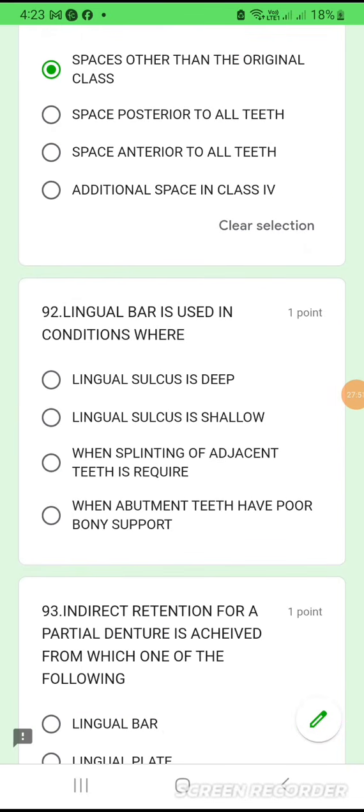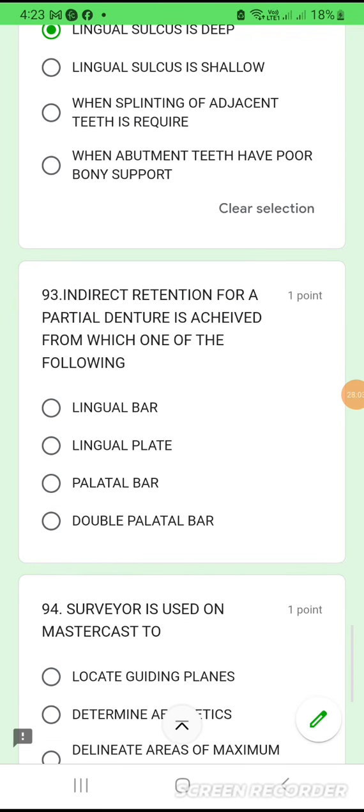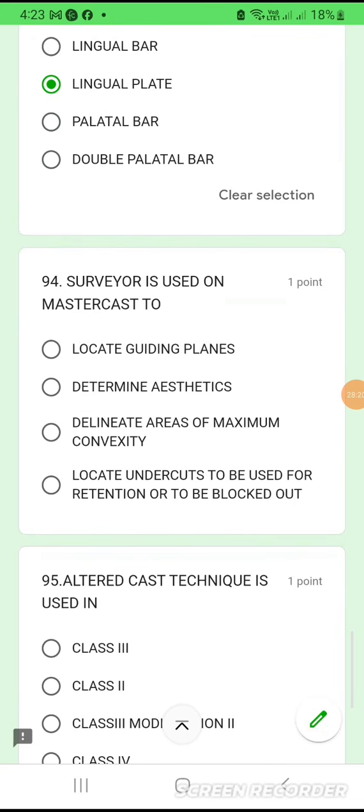92. Lingual bar is used in conditions where the lingual sulcus is deep or shallow, option A or option B. When you have a lingual sulcus which is deep, you should give a lingual bar, option A. Indirect retention for a partial denture is achieved from which one of the following? Indirect retention you need. So you give a lingual bar, lingual plate, palatal bar, or double palatal bar. So to get indirect retention for a partial denture, you have to give a lingual plate.